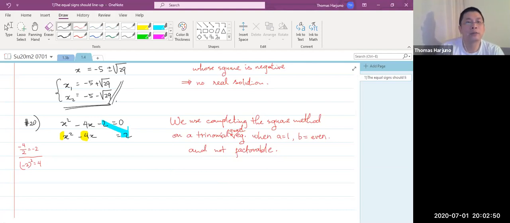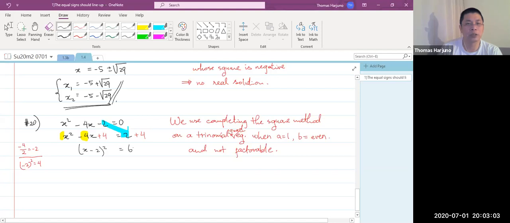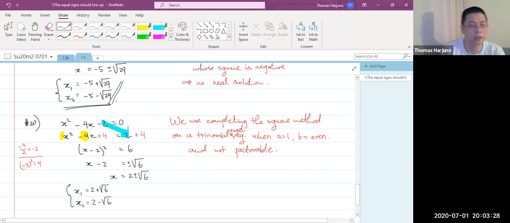So I will add 4 to both sides to complete the square. Then on the left-hand side, I get x minus 2 squared equals 6. Now from here, we apply the square root property. x minus 2 equals plus minus square root of 6, so x equals 2 plus minus square root of 6. Don't forget to split it. So x1 is 2 plus square root of 6, and x2 equals 2 minus square root of 6.